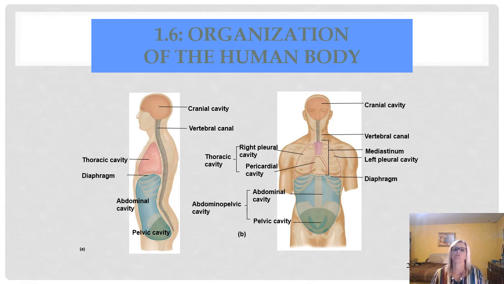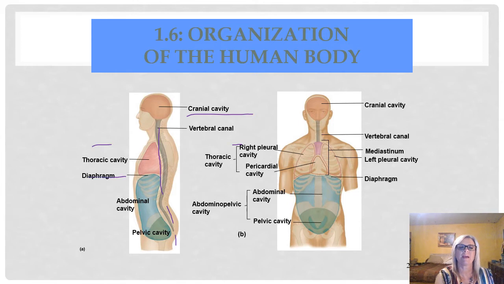We have some major features of the human body here, and that includes the fact that we have cavities, membranes, and organ systems. Then we have the diaphragm that's going to separate two of the cavities. So let's look at these cavities real quick. Here we have the cranial cavity. Then you can see here the vertebral canal as it goes here. So here's cranial, vertebral canal.